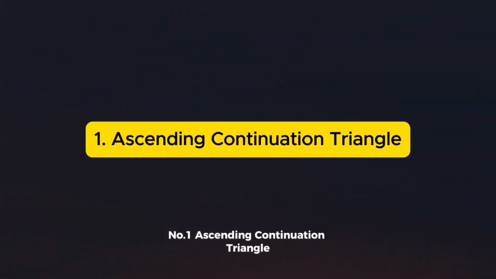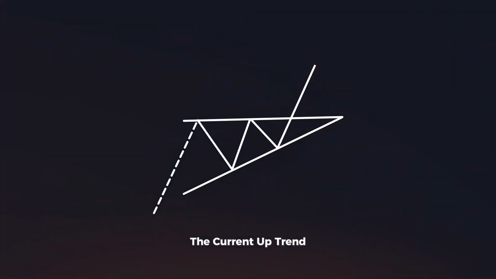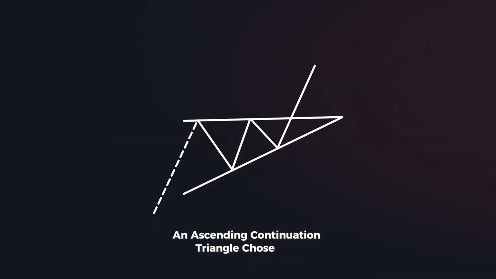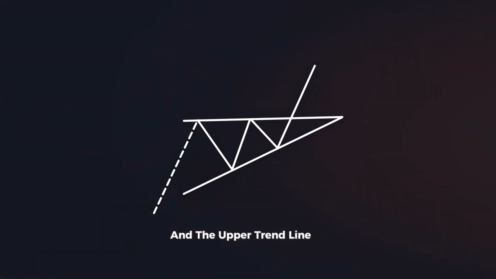Number 1. Ascending continuation triangle. An ascending continuation triangle is considered a bullish signal. It indicates a possible continuation of the current uptrend. An ascending continuation triangle shows two converging trend lines. The lower trend line is rising and the upper trend line is horizontal.